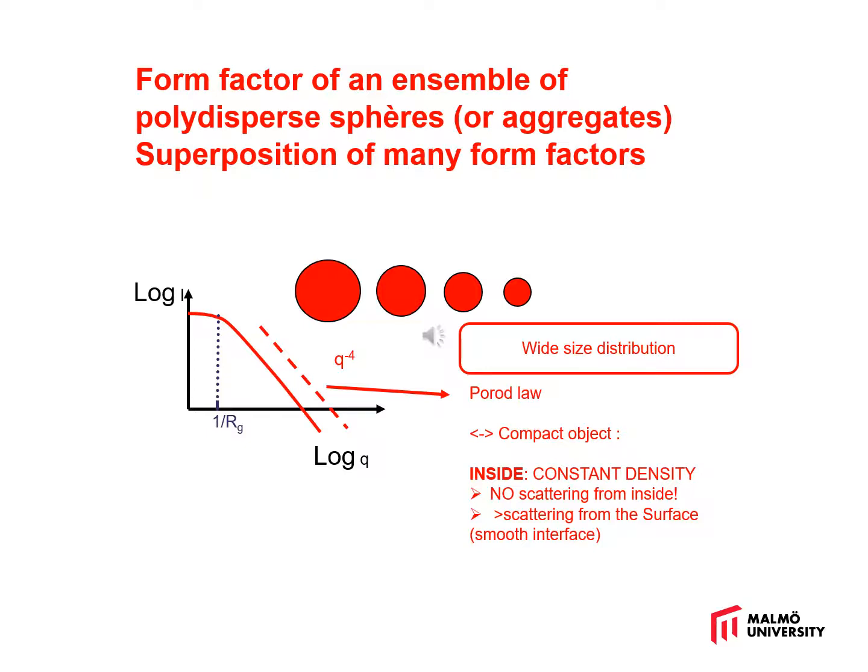So, of course, if we have a wide size distribution of spheres, and in this case we've got 4, naturally enough that oscillation is smeared out, and you just see the q to the minus 4 dependence. What this means in terms of scattering is that if you have a superposition of many form factors, it's very difficult to get the form factor out of a particular particle, which is to say you cannot determine polydispersity and the shape of particles from modelling the scattering curve.